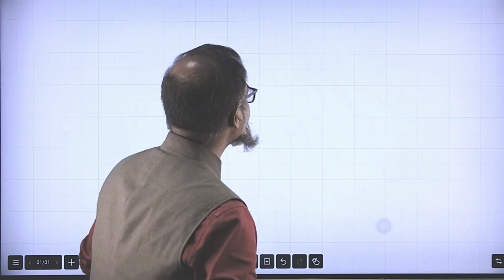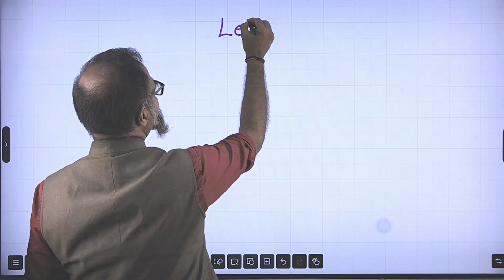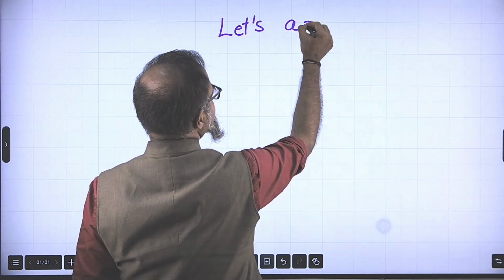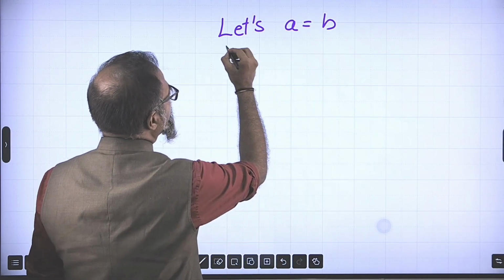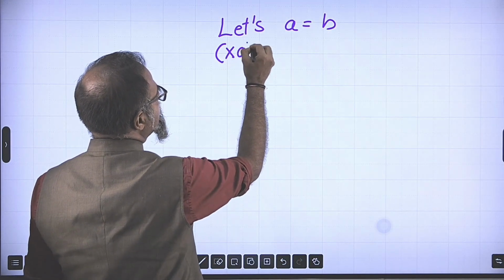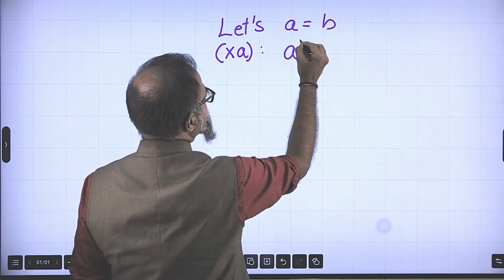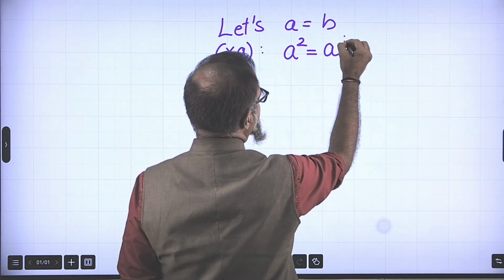Want to see a very interesting thing? Let's take a look at it. Okay, let's assume that A is equal to B. So I'm going to multiply both the sides by A. So I get A square is equal to AB.